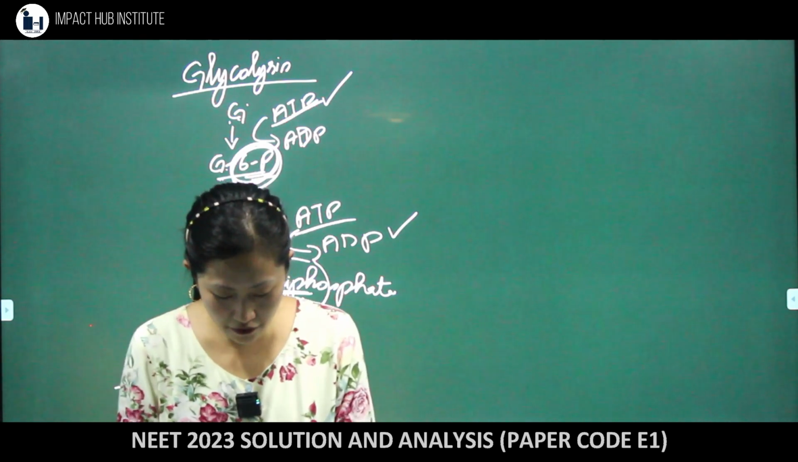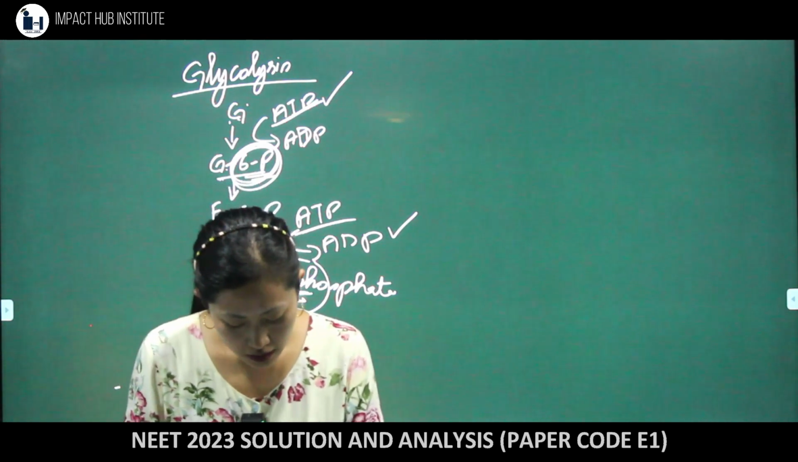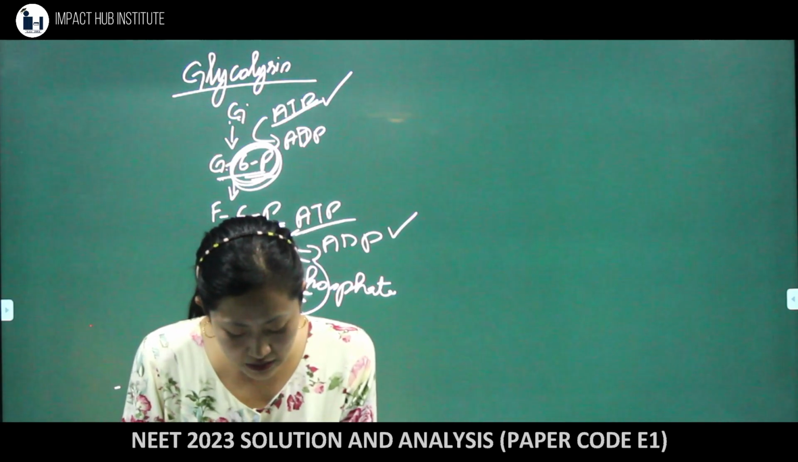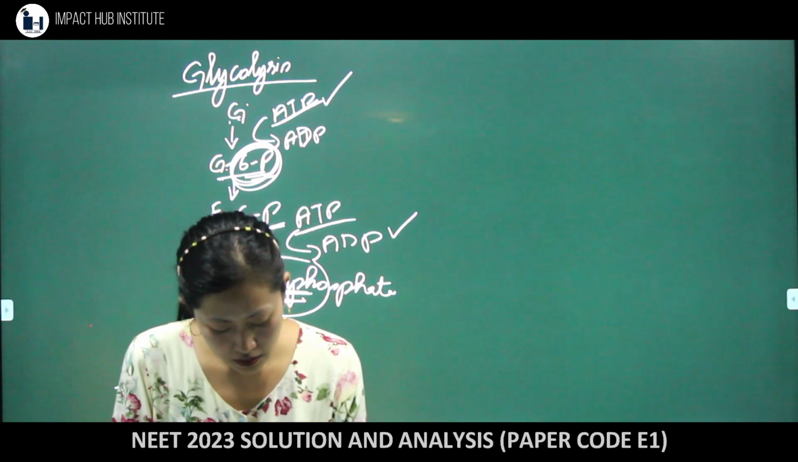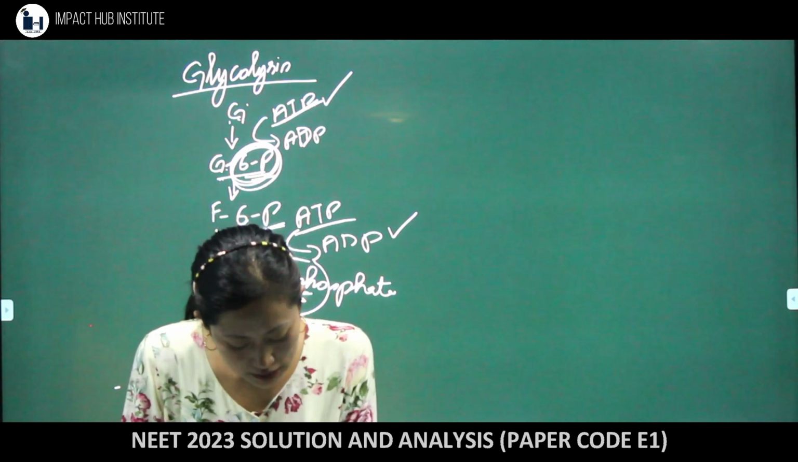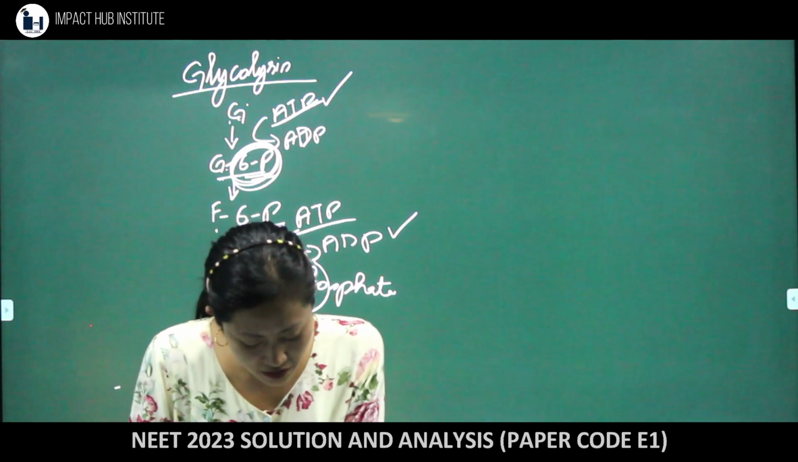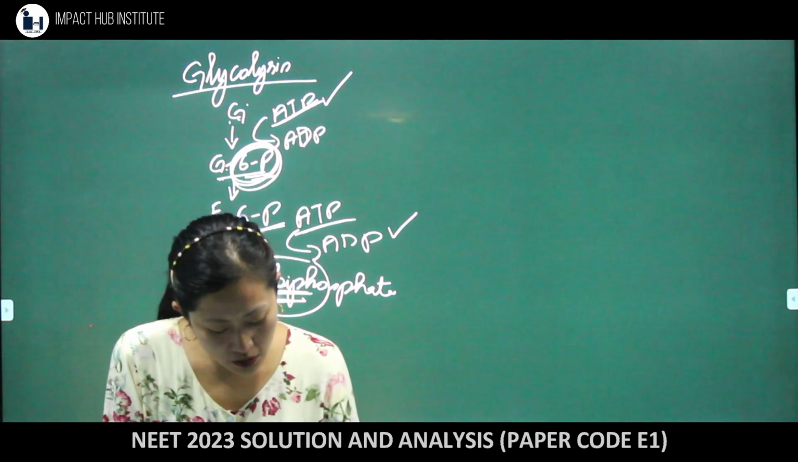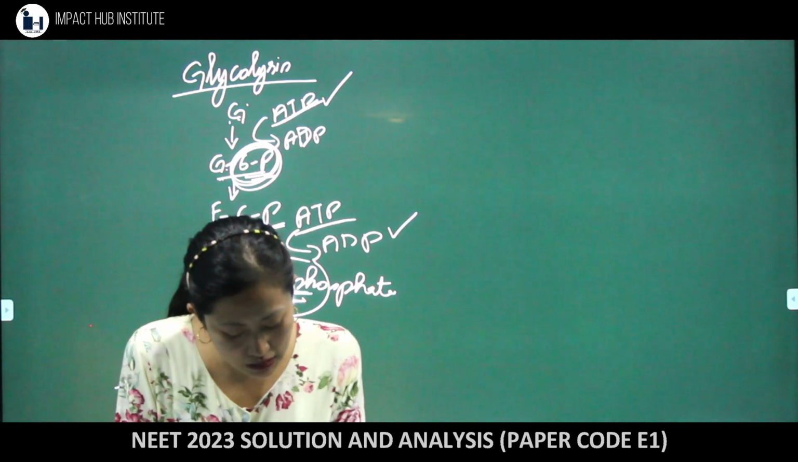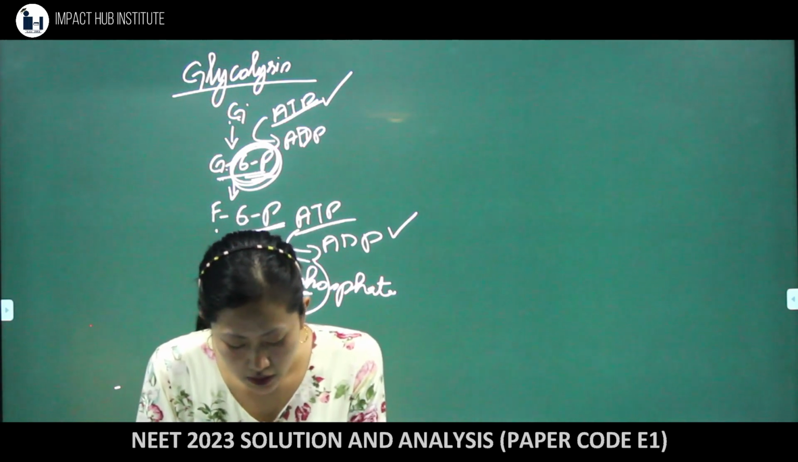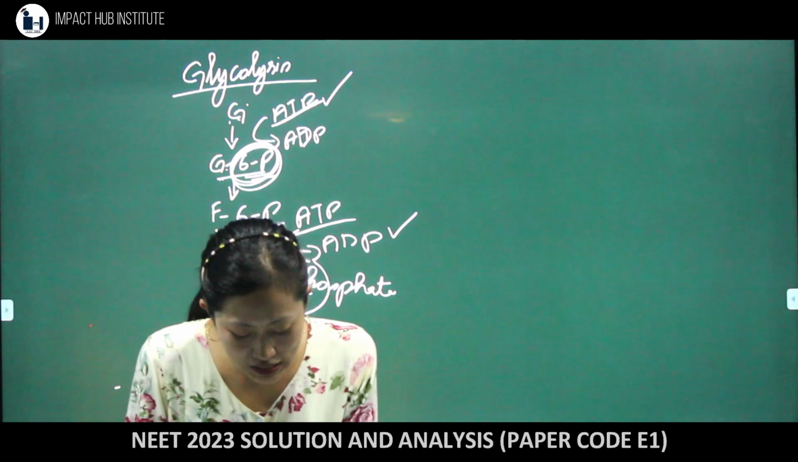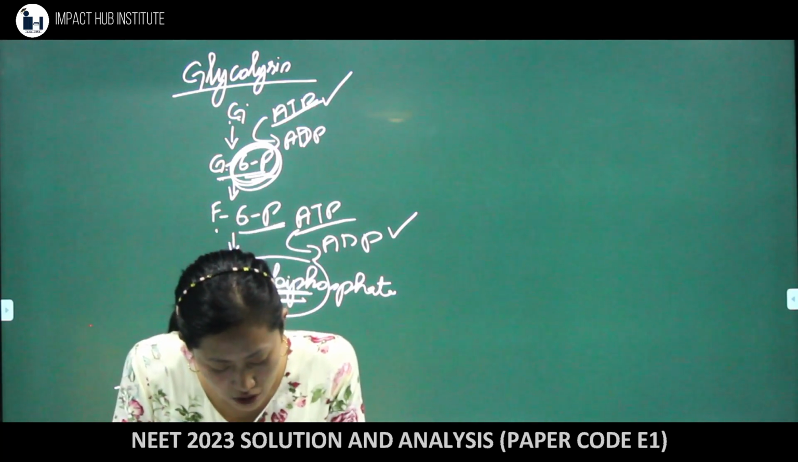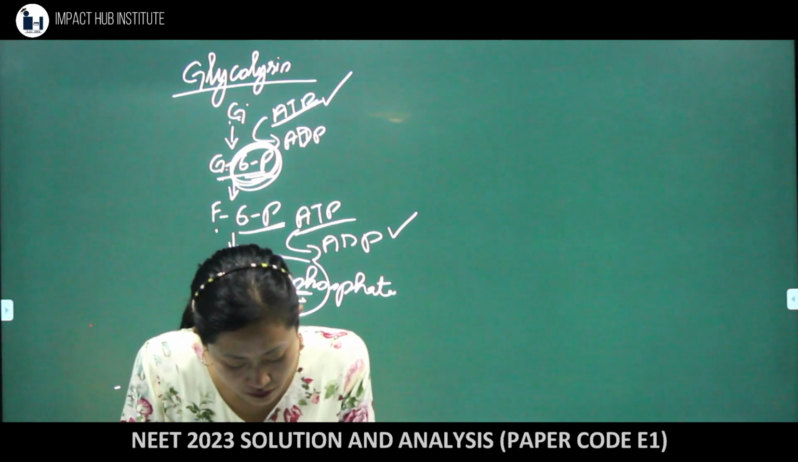Coming to question number 138, we have to find out the correct statement about Klinefelter's syndrome. The first statement says this disorder was first described by Langton Down. That is wrong, because the disorder described by Langton Down was Down syndrome. So he did not describe Klinefelter syndrome. First option is incorrect.